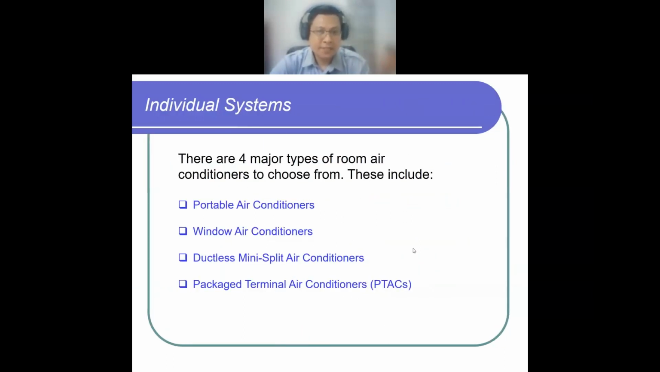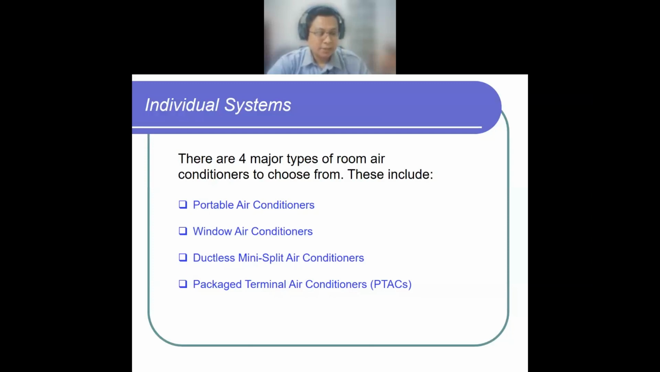There are four major types of room air conditioner to choose from. These include portable air conditioner, window air conditioner, ductless mini split air conditioner, and package terminal air conditioner. Okay, this one is for small types, in the individual system. So you can select which one. Maybe portable is one option.